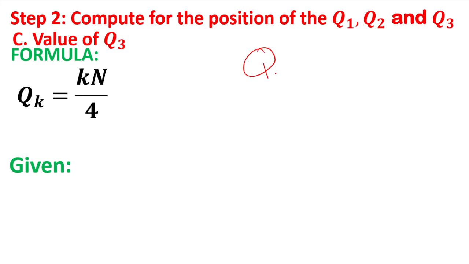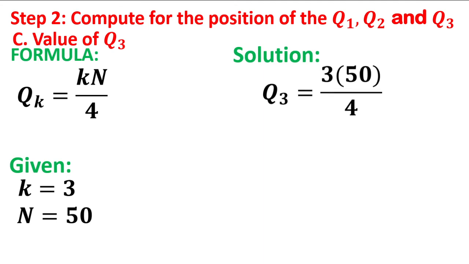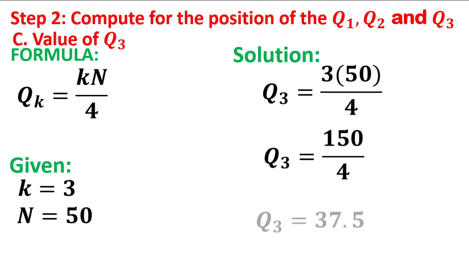So, Q sub 3 or the third quartile. So, ito ay K. Okay? So, K is 3. N is 50. Now, substitute it in the given formula. K will be 3 and N will be 50. Okay? 3 times 50, that is equal to 150. Divided by 4, that is equal to 37.5.